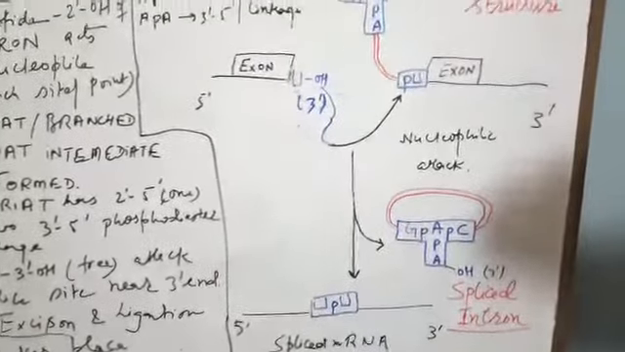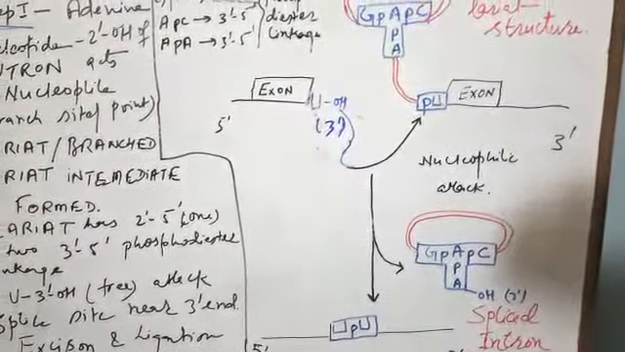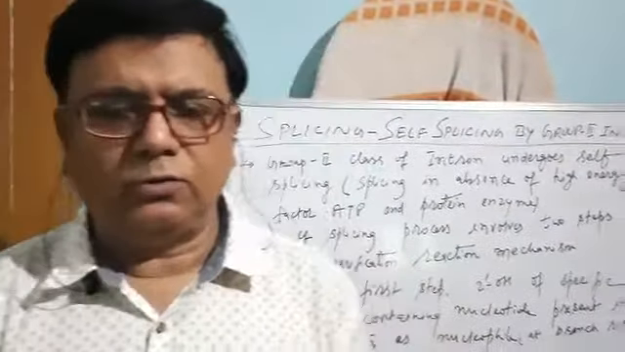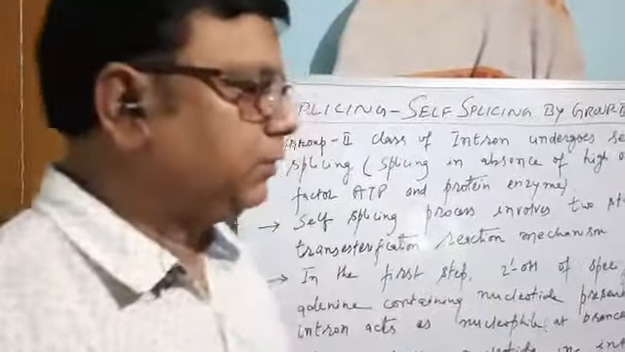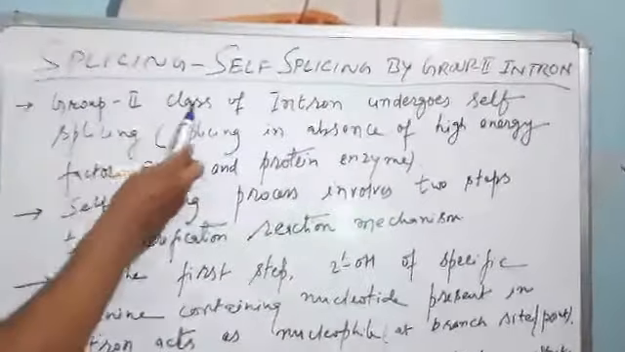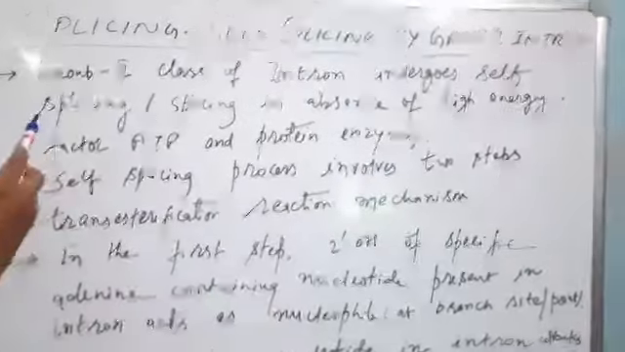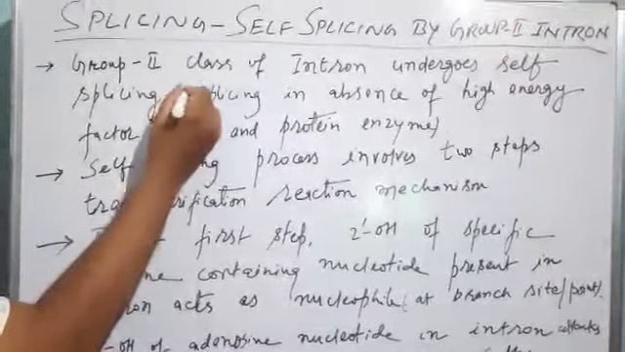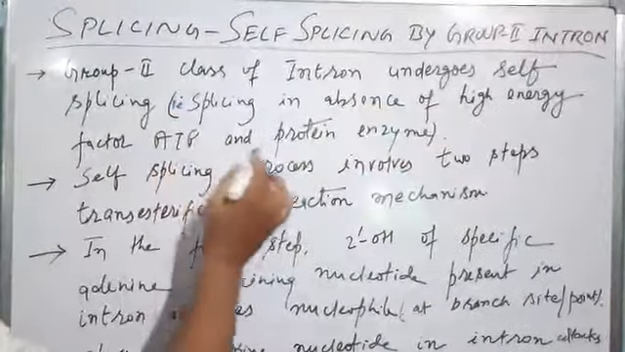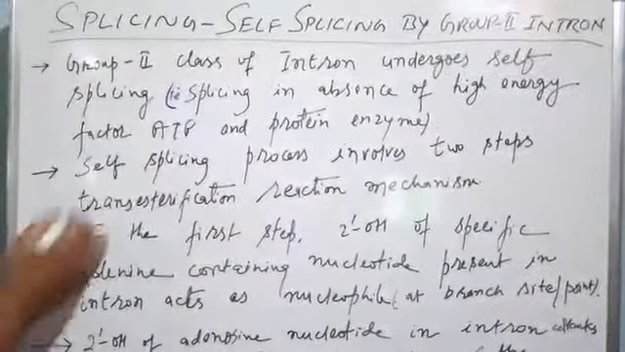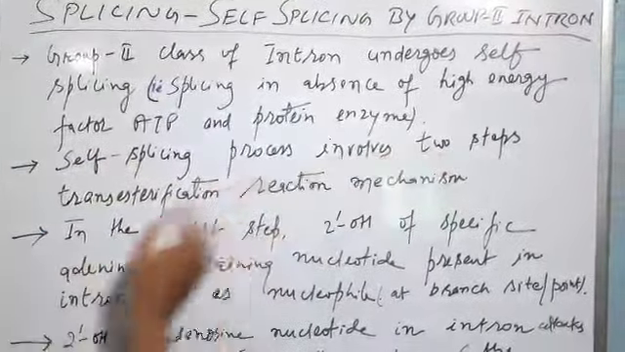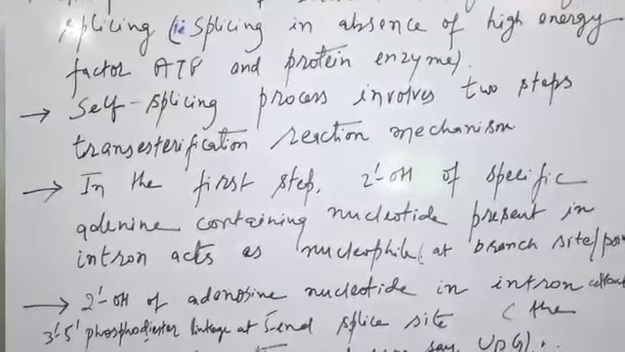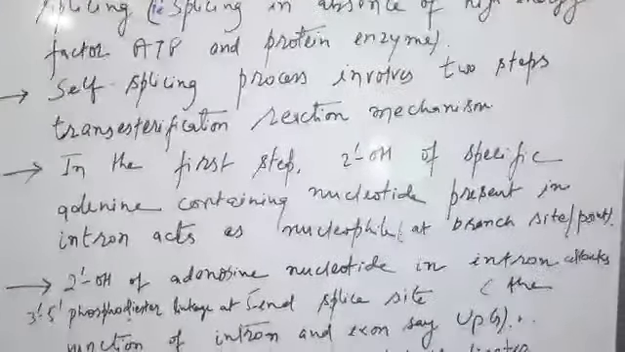Okay. Now let us see the notes for today's lecture. And now the class notes for you people. What you can see is that the group 2 class of intron undergoes self-splicing, that is splicing in absence of the high energy factor ATP and protein enzyme. The self-splicing process involves a two-step trans-esterification reaction mechanism. I have already discussed in our previous lecture what trans-esterification is.